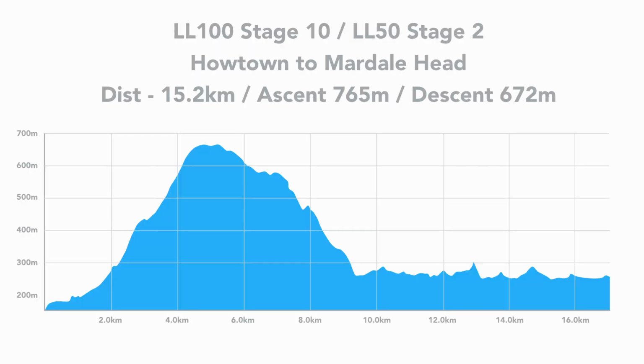Today we're looking at Howtown to Mardale Head, which is stage 10 of the Lakeland 100 and stage 2 of the Lakeland 50. So let's get straight into the elevation profile. Okay, this is the elevation profile for Lakeland 100, stage 10 and stage 2 of the 50, Howtown to Mardale Head. It's a one up, one down, and then contour around the edge of Haweswater until you get to Mardale Head car park.